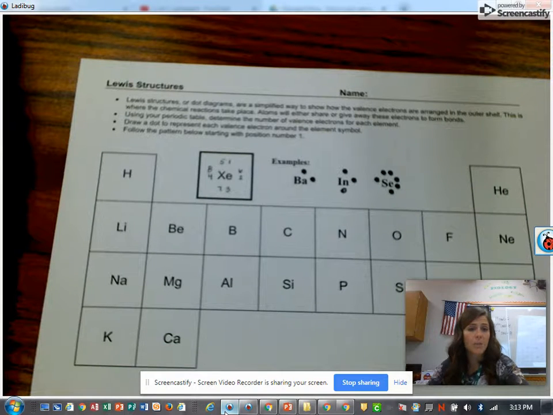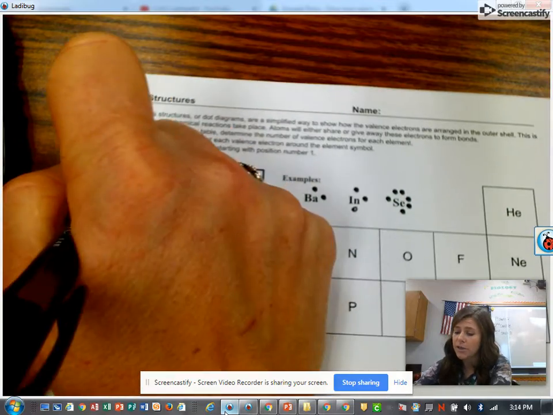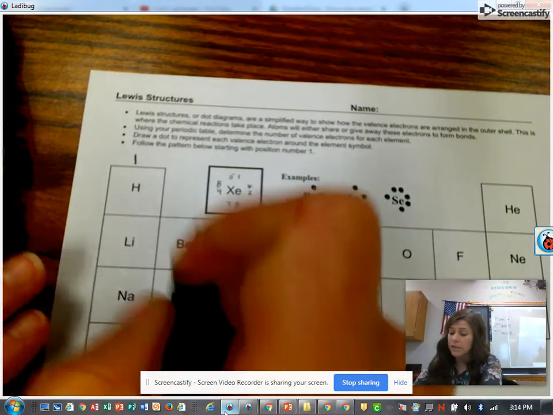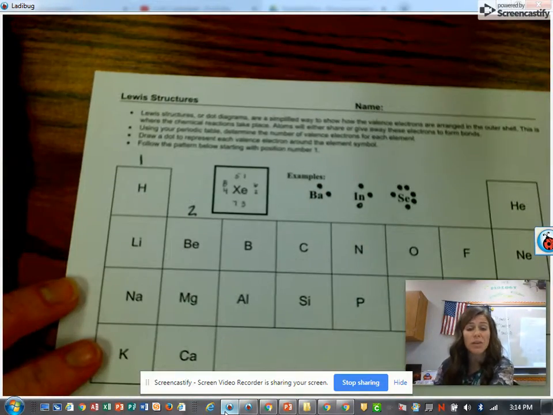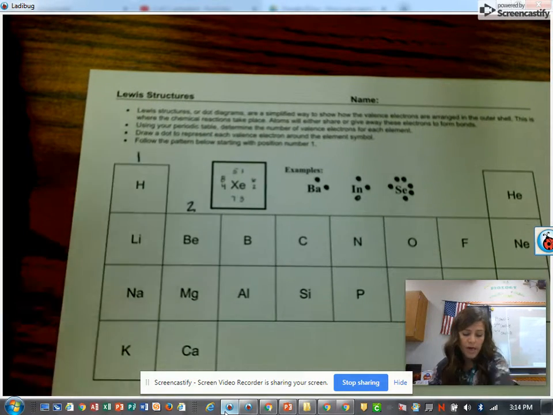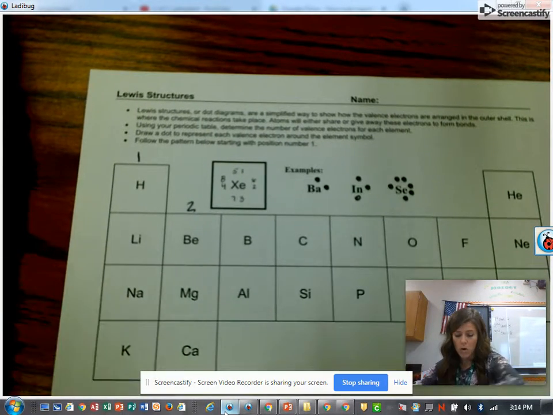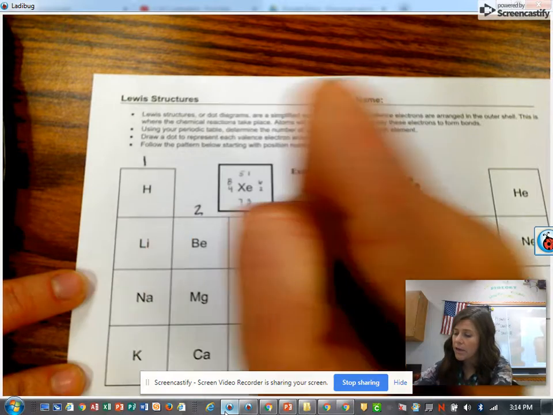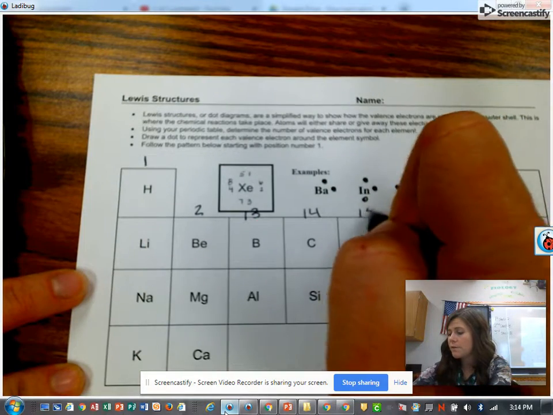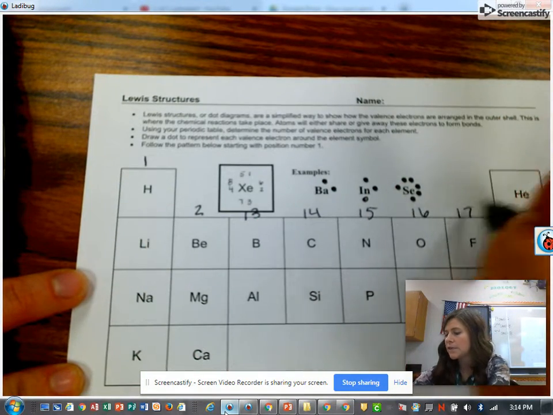Right, guys, so now I'm going to show you how to draw the Lewis dot diagrams. These are a lot easier than drawing Bohr models. So the big thing that we have to remember for the Lewis dot diagrams is the group numbers. So remember that hydrogen is in group 1, beryllium is in group 2. We skip the transition elements, so we have boron in group 13, carbon 14, 15, 16, 17, and 18.